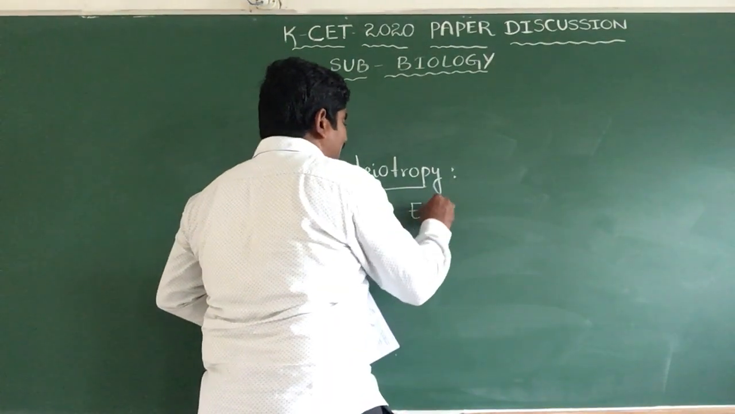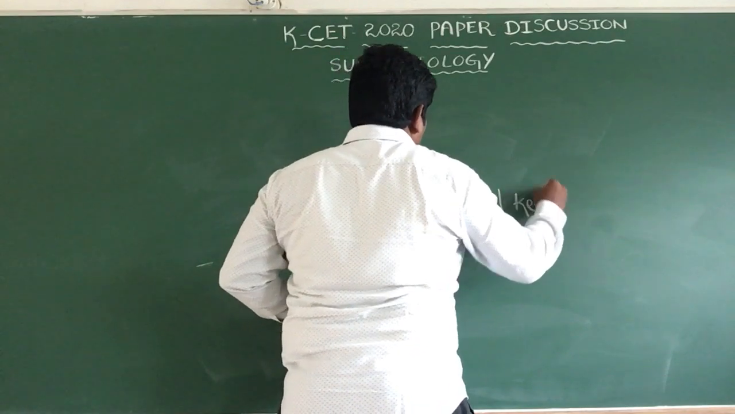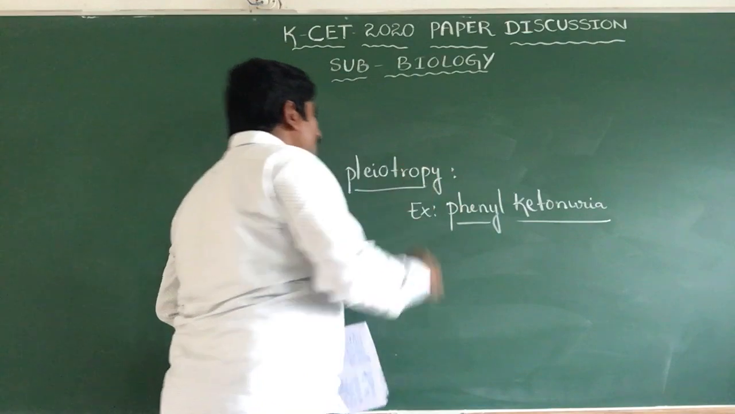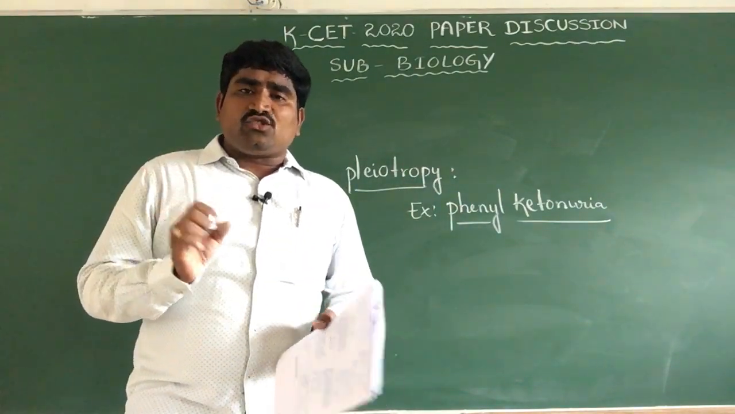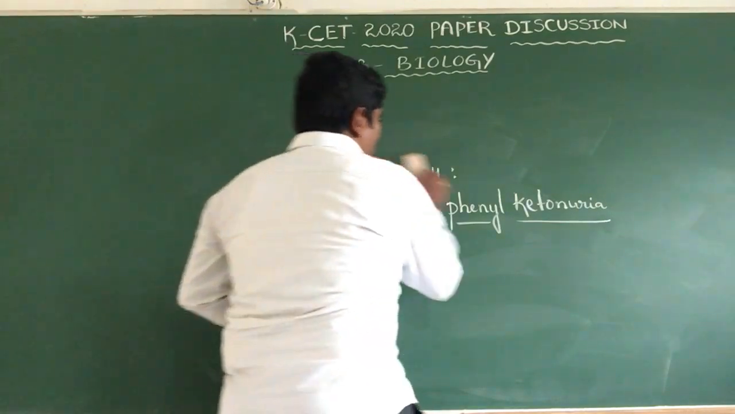Example is phenylketonuria. In the last CET that was given, phenylketonuria is the best example for this pleiotropy. So a single mutation causes multiple phenotypic expressions. Understood? So that is pleiotropy.